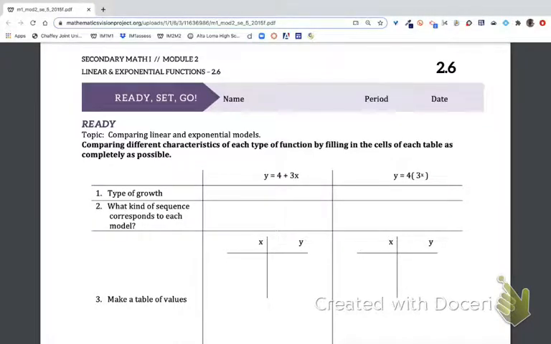For the lesson 2.6 Ready, Set, Go, it's really trying to bring everything together as was discussed in class. So if you look, you've got two columns that you're working with through the whole thing. The type of growth for the first column, because we have this function here, it would end up being considered linear, as opposed to this model where we have an exponent be considered exponential.